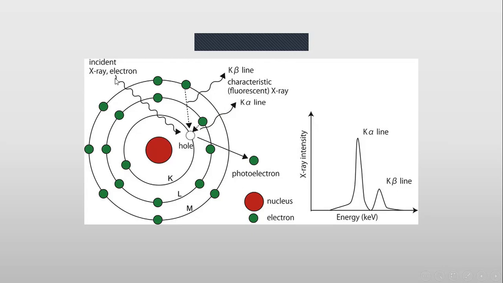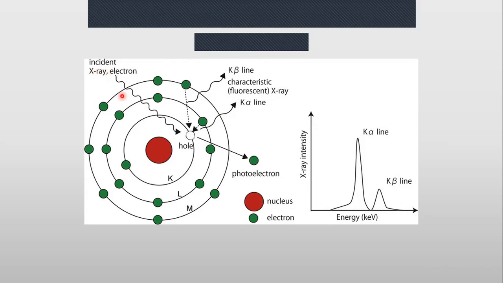So the idea is that an electron will come and hit the K shell electrons. This one will release an electron outside, so this electron will be released and go outside. Then one of the electrons from the outer shell will come and fill this hole. This happens on that K shell.